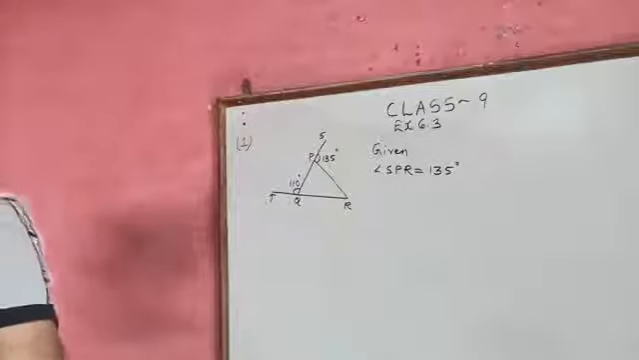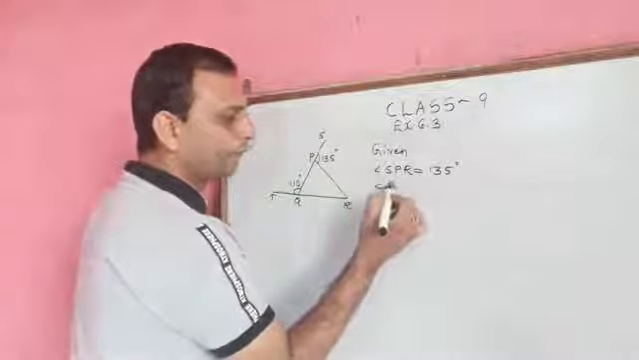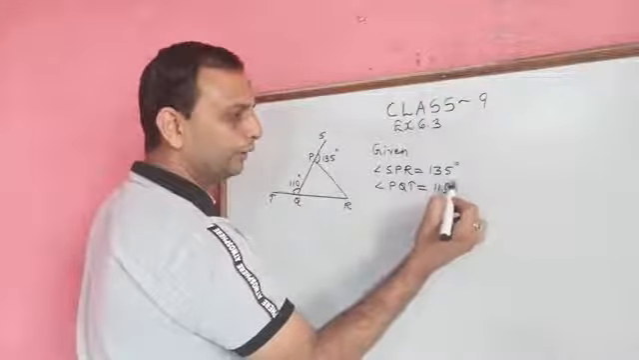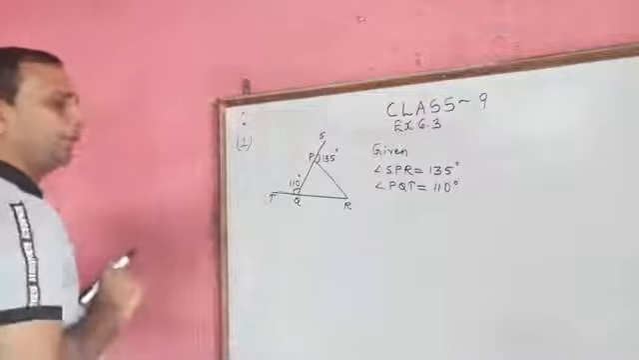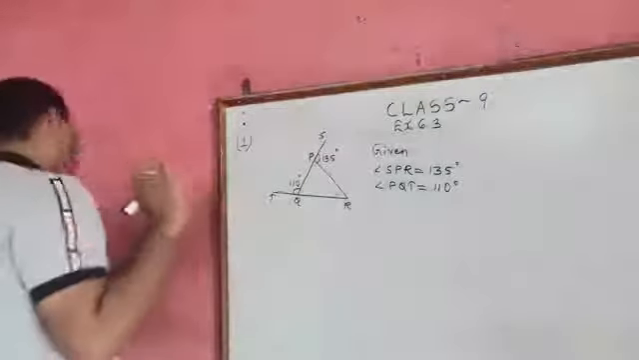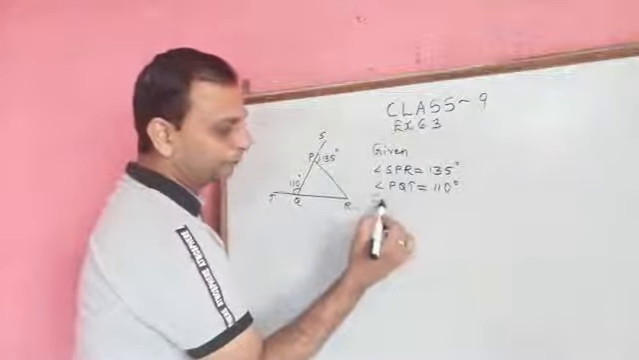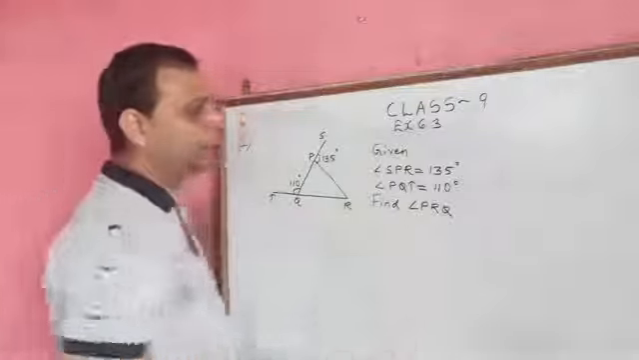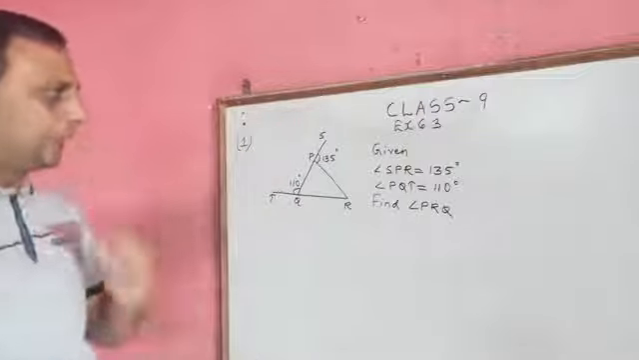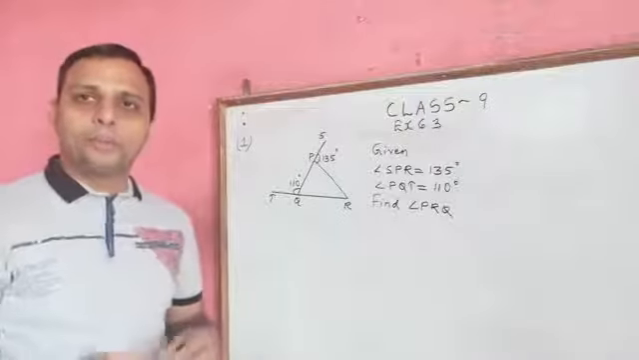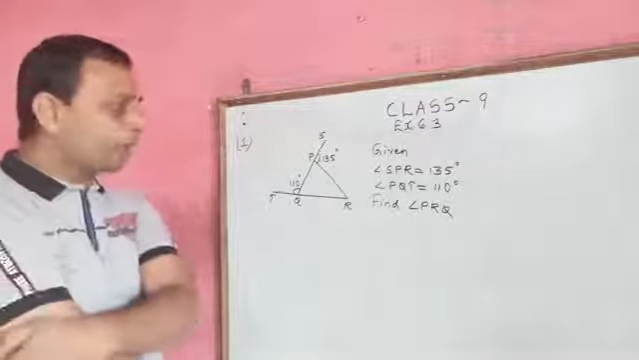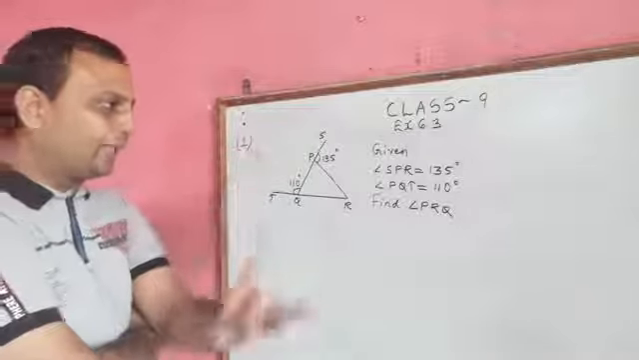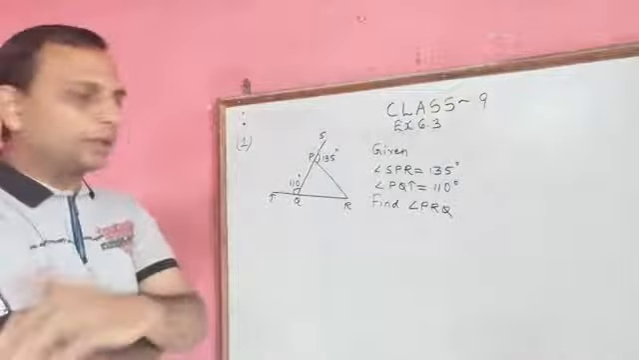And angle PQT is 110, and we have to find the value of angle PRQ. There are many methods to solve this question. You can use the exterior angle concept or the linear pair concept.